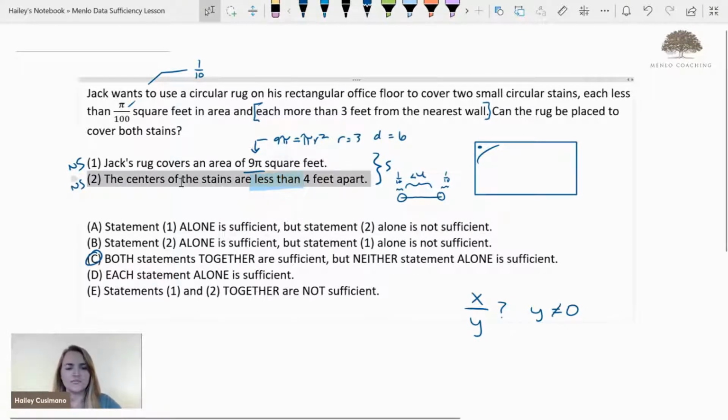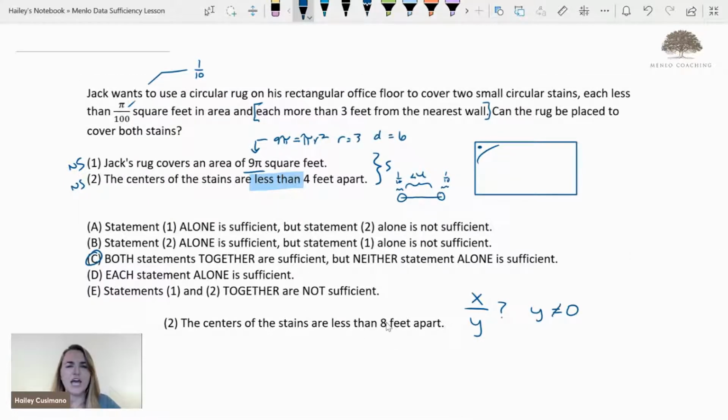So let me ask you guys this. How would this question be different if they gave me all of the same information otherwise, but they clarified for me, by the way, the centers of the stains are less than 8 feet apart? Let me know in the chat here. How would my answer to this question be different if they told me the centers of the stains are less than 8 feet apart?